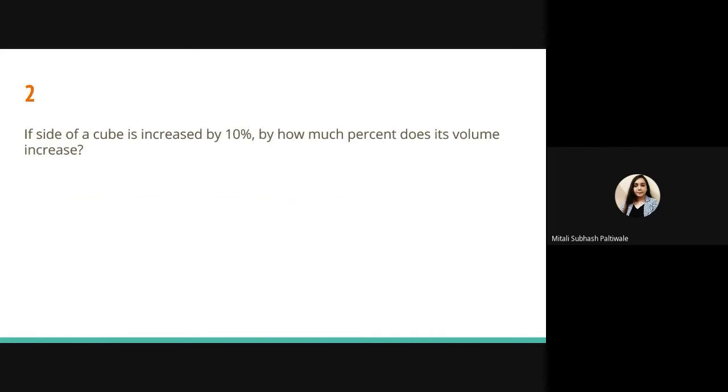Okay. Now next question. If the size of a cube is increased by 10%, then by how much percent does the volume increase? Okay. Now here let us consider x is equal to 10%. Now let's put on the formula, or maybe there is a formula which I'm going to tell you. Please make sure that you'll be noting the formula down, and it is here. X is equal to 10%.